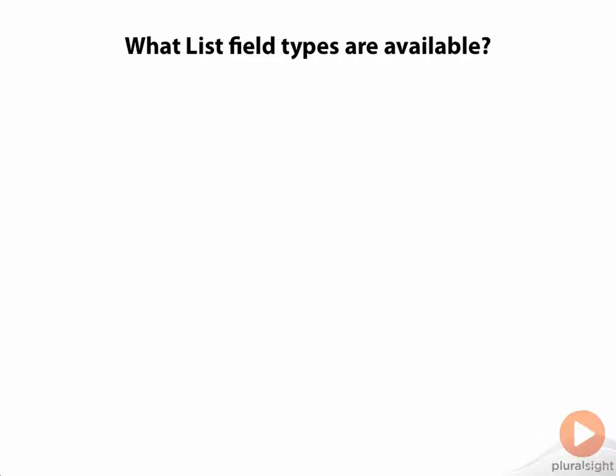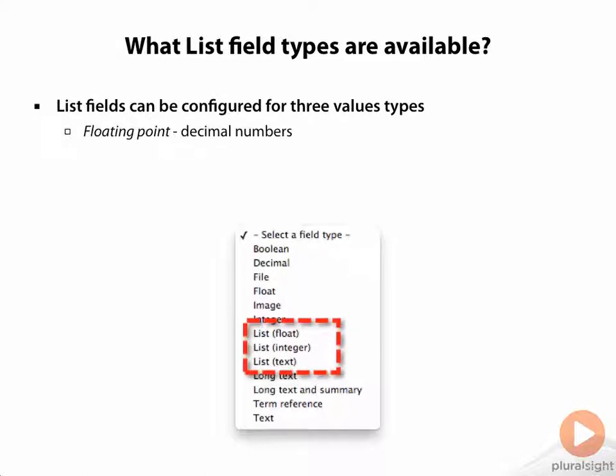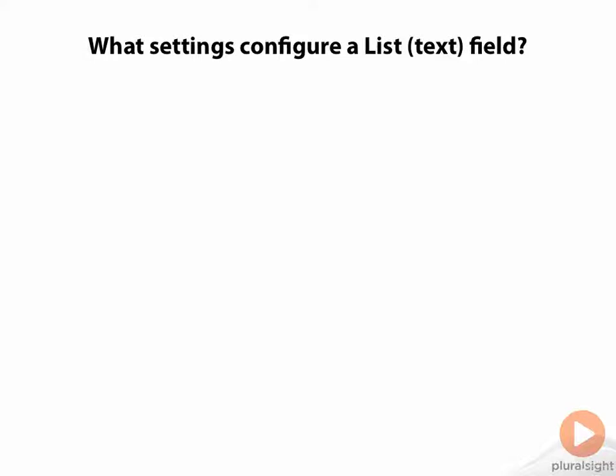If you need to present a list of values, you have three choices to work with. You could present a series of decimal numbers, non-decimal numbers, or a set of string values: floating point, integer, or text values.